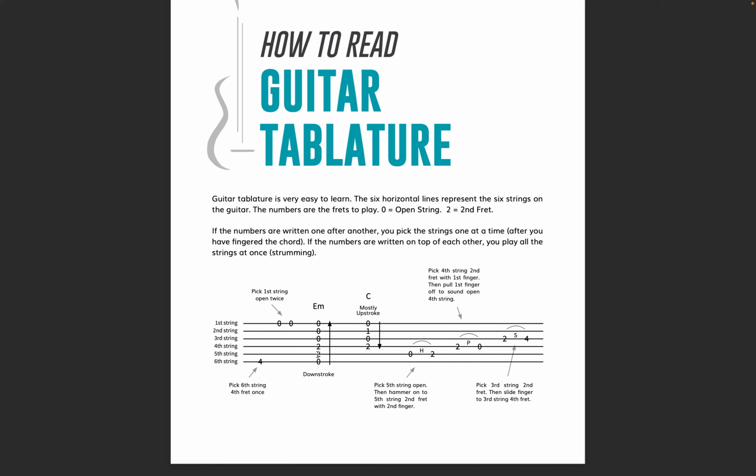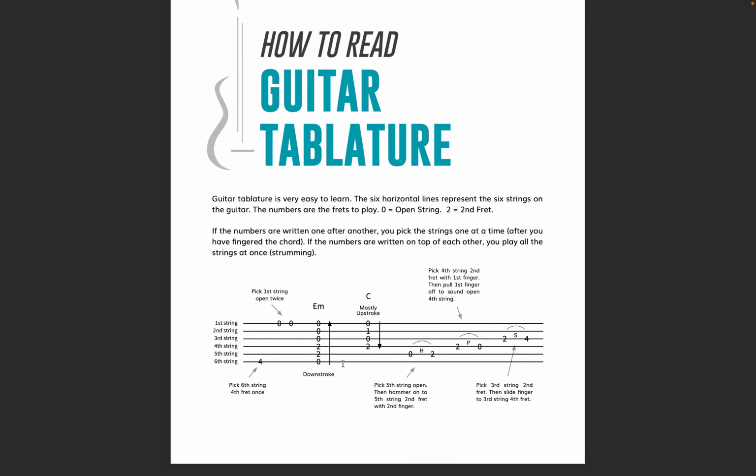And when you see all the numbers on top of each other, that's how a downstroke or a strum is written in guitar tablature. You hit them all at the very same time. This is E minor because you can see where you're on the 5th string, 2nd fret, and also on the 4th string, 2nd fret. And all these are open. Sometimes in tablature they will give you the chord above it, but often they just give you the notes.